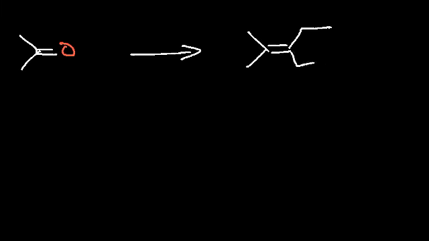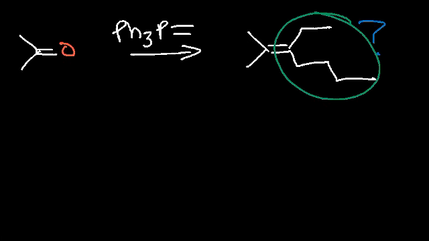Now, starting with a ketone, how can you convert a ketone into an alkene? How can you make this product? If you want to convert a ketone into an alkene, the best way to do it is to use the Wittig reaction. So you need to add this part to the halide. So it's going to look like this. And so that's what you need.